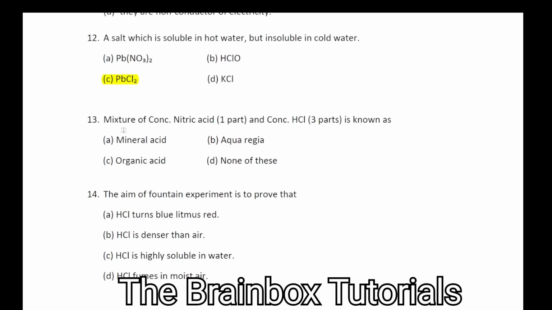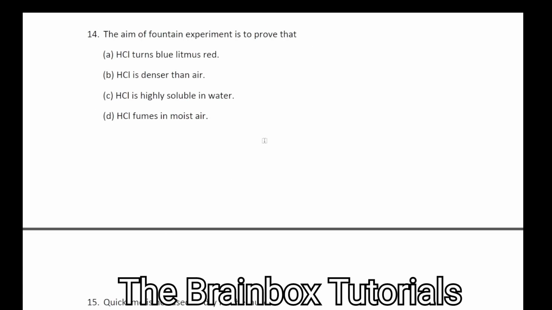Number 13, mixture of concentrated nitric acid 1 part and concentrated hydrochloric acid 3 parts is known as option A, mineral acid, option B, aqua regia, option C, organic acid, and option D, none of these. Now the correct option is option B, aqua regia. Aqua regia is also known as royal water. Now moving over to number 14.